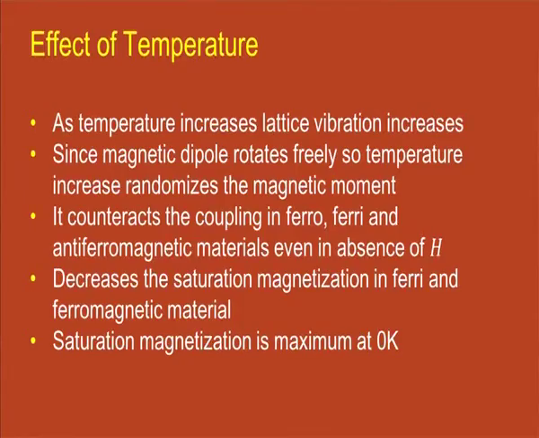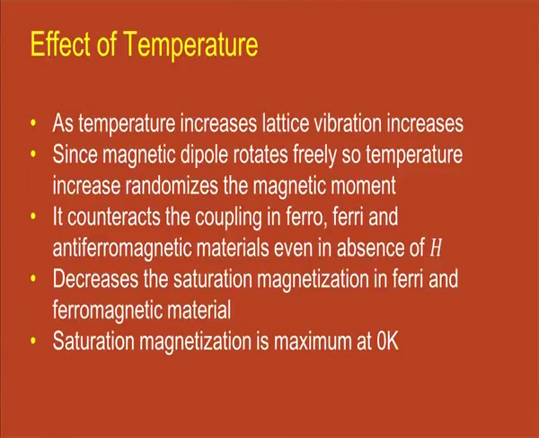Now, we will understand the effect of temperature on magnetic material. As we increase the temperature, the lattice vibration of the material will also increase. Since the magnetic dipoles rotate freely, if we increase the temperature, the rotation of these magnetic dipoles will increase and randomization of the magnetic moment will occur. Because of that, it will counteract the coupling in ferro, ferri and antiferromagnetic materials even in the absence of a magnetic field.